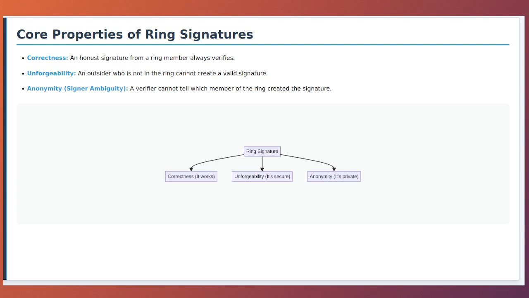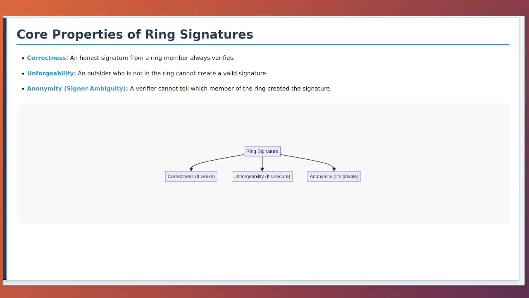Second is unforgeability. This property ensures that it is computationally infeasible for anyone who is not a member of the ring to create a valid signature for that ring. An outsider, even if they have all the public keys of the ring members, cannot forge a signature that will pass verification. This guarantees the authenticity of the message.